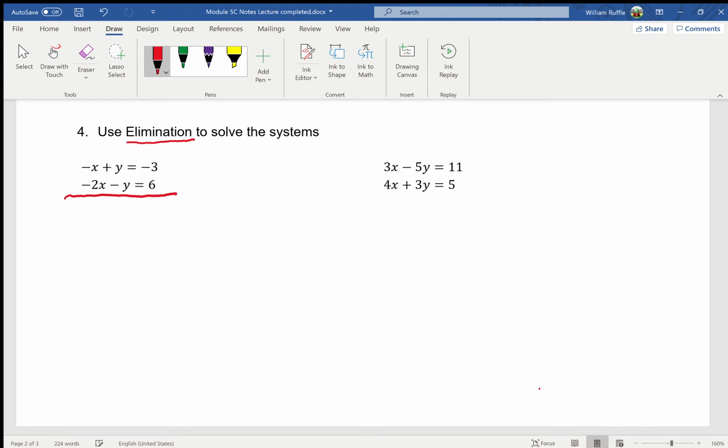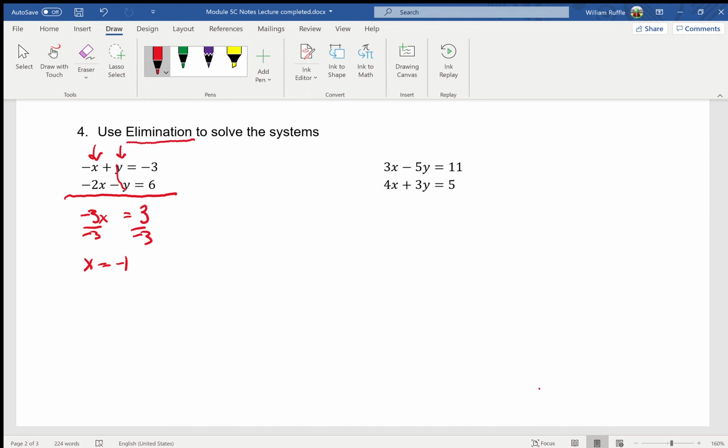If I were to add these equations together, if I add up this column, that's negative x plus negative 2x, that's negative 3x. When I add up the next column, y plus negative y, that cancels, doesn't it? Equals negative 3 plus 6, which is equal to 3. So if I divide each side by negative 3, I get x equals negative 1. Now that seemed super easy, but it was also set up to be super easy.